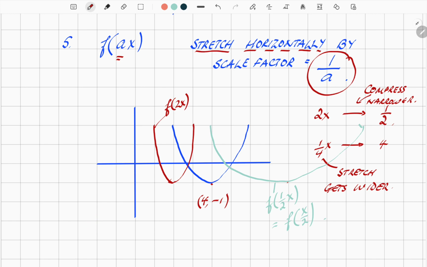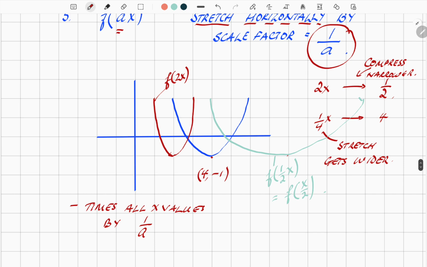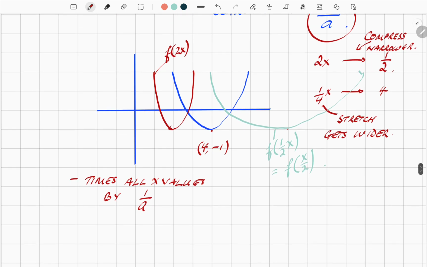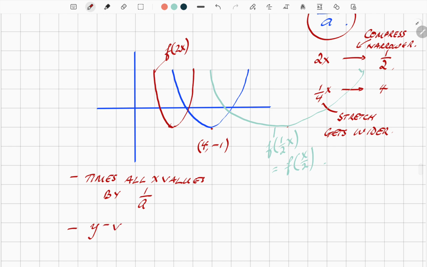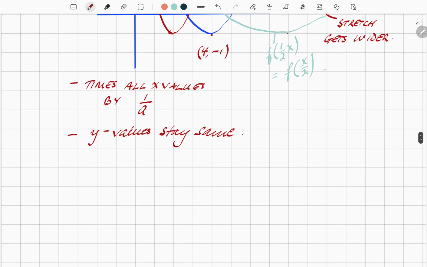So basically, you don't multiply the x's by a. You do the reverse. Times all x values by 1 over a. That's the important thing. And y values stay the same.